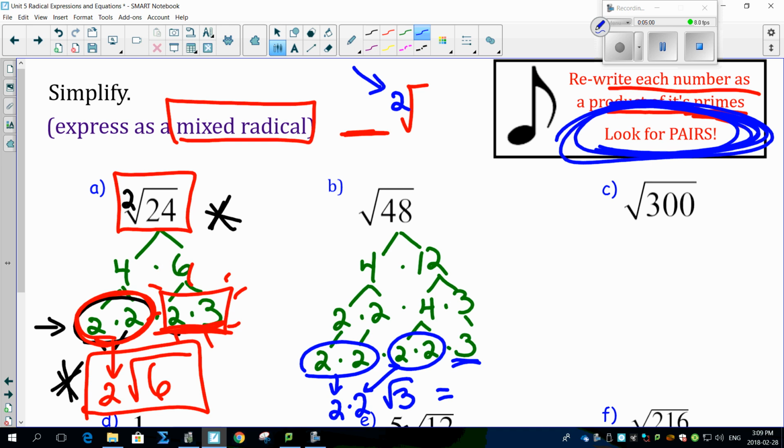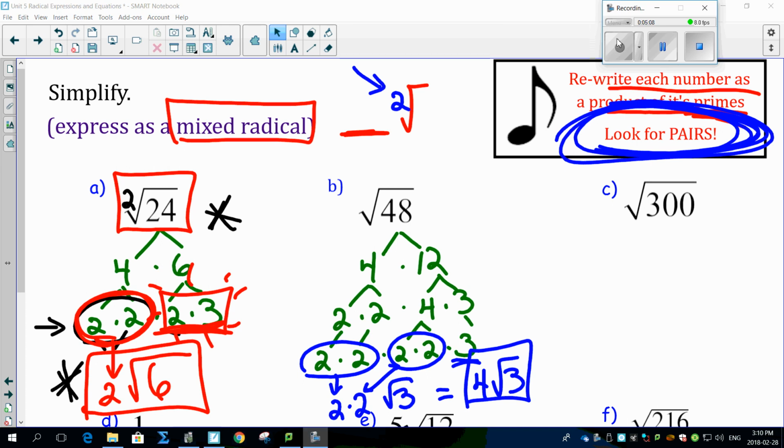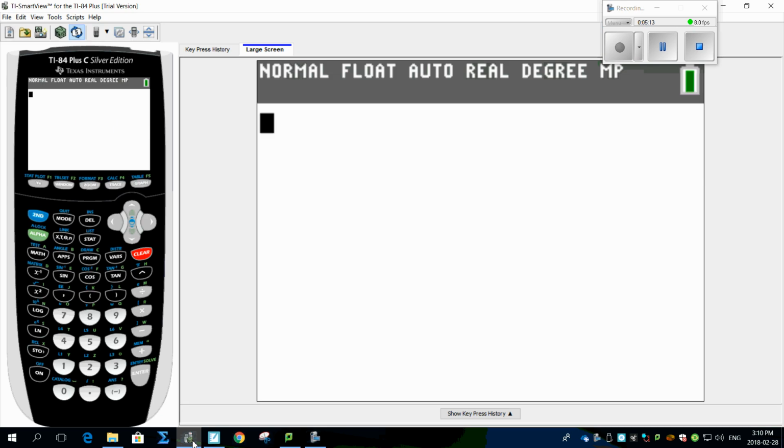Clean it up a bit. This is 4 square root 3. That's your answer. If you want to check, go into your calculator. So put square root of 48 and 4 root 3, and let's see if we got the same answer.